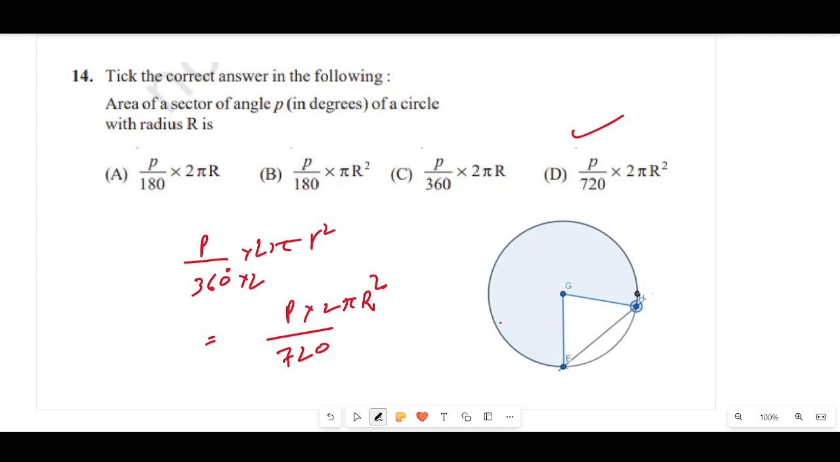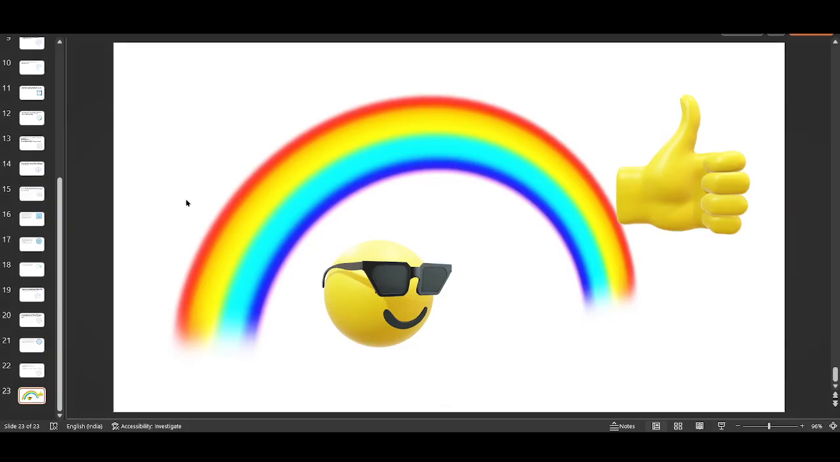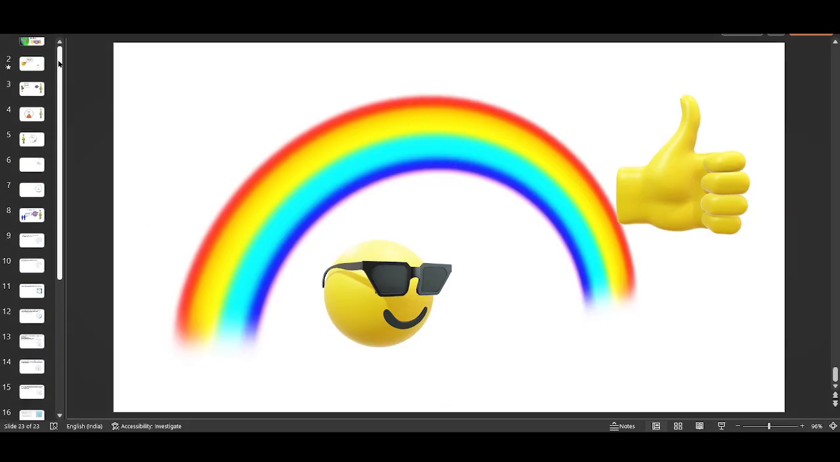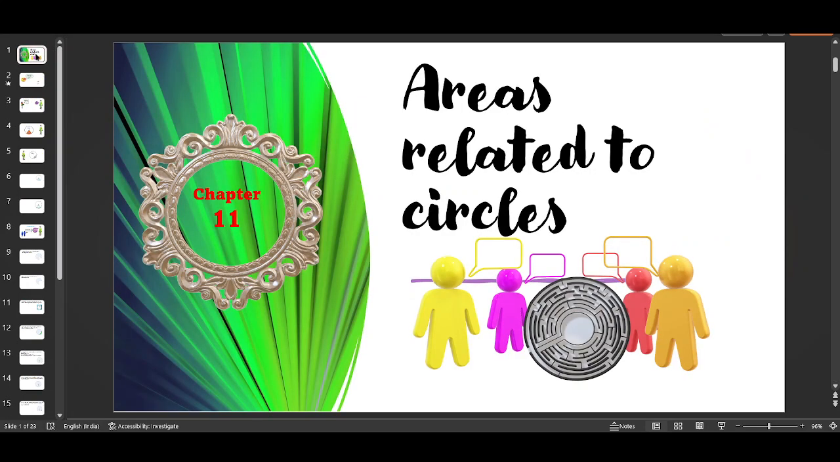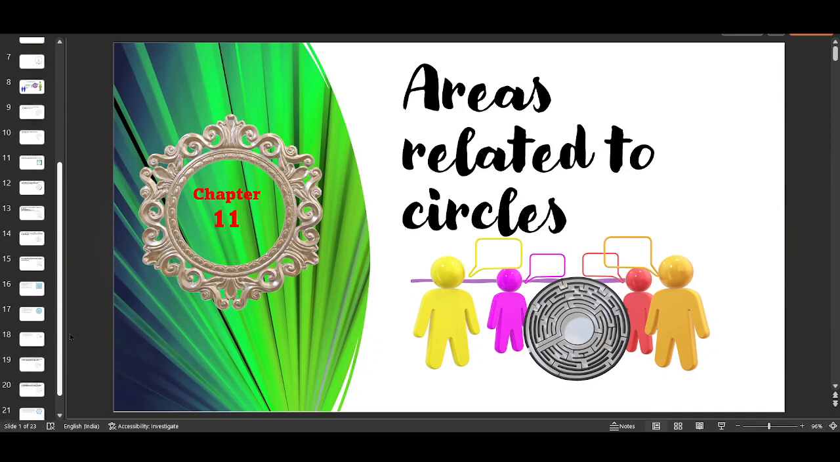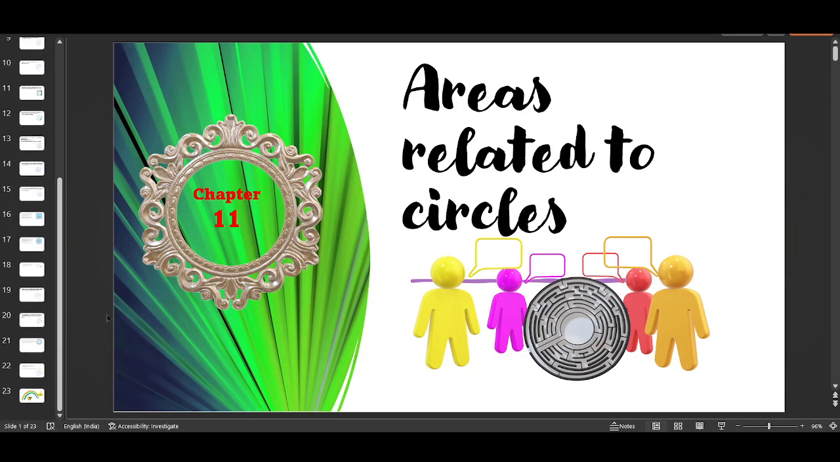Clear? Now guys, we have covered whole chapter, area related to circle in 2 sections. Clear? So I hope you are enjoying very well.